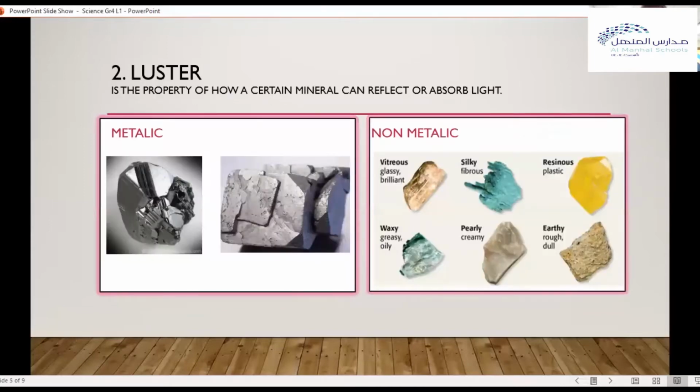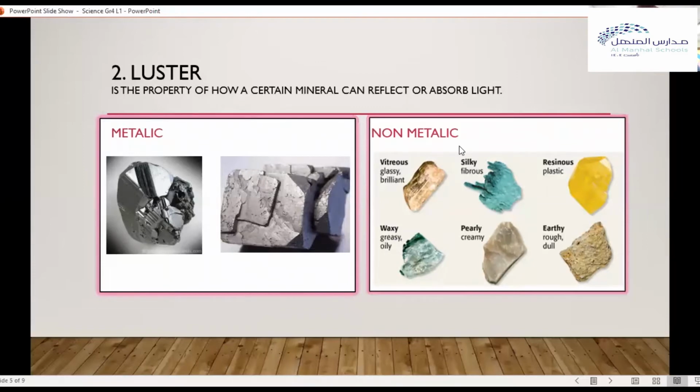So luster is another way that we can look at minerals. You get 2 types of minerals, metallic minerals and non-metallic minerals, which shine light off of them or absorb light. The metallic one is a very shiny one that reflects the light very well, which gives it a very mirror-like image. But if you look at the metallic one on this side, you can see it's a very dull color. So it's still metallic, but very dull. And that is because it absorbs light much more easily.